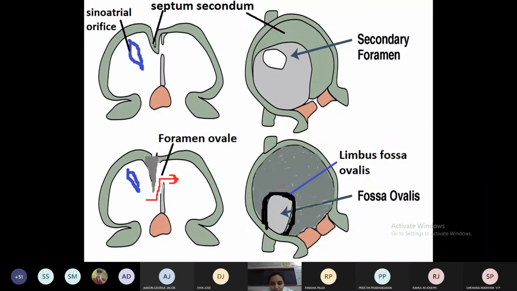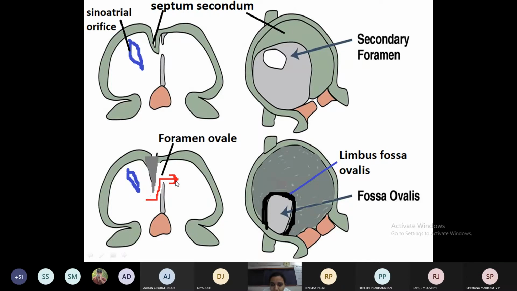Once the fetus is out of the womb, the lungs become functional. So the blood will flow to the right ventricle, then it will go to the lung for oxygenation. So this septum primum will get attached to septum secundum, and this flap-like aperture is closed. That is the closure of the interatrial foramen, the foramen ovale.